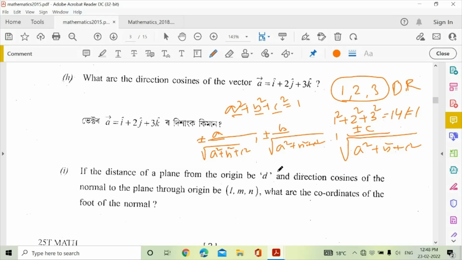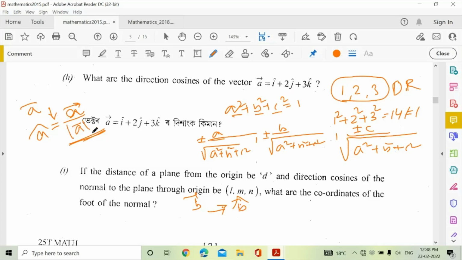Or you can say that another procedure is there. When you convert a vector to its corresponding unit vector, then the coefficients of i cap, j cap, k cap will be known as direction cosines. When a vector is converted to its unit vector, the coefficients of i cap, j cap, k cap become the direction cosines. So what is the formula to convert to a unit vector? Vector a divided by magnitude of a.